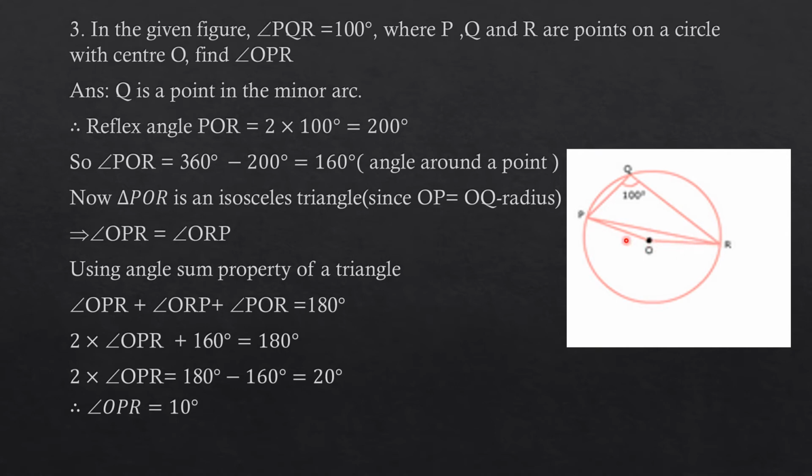angle ORP. Using angle sum property in triangle OPR, we can write angle O plus angle OPR plus angle ORP equal to 180 degree. Since angle OPR and ORP are equal, we can write it as 2 times angle OPR plus 160 degree equal to 180 degree. That is 2 times angle OPR equal to 180 degree minus 160 degree equal to 20 degree. Therefore, angle OPR is equal to 10 degree.